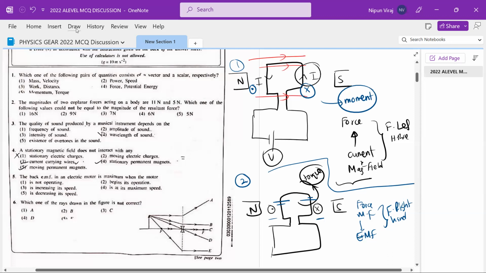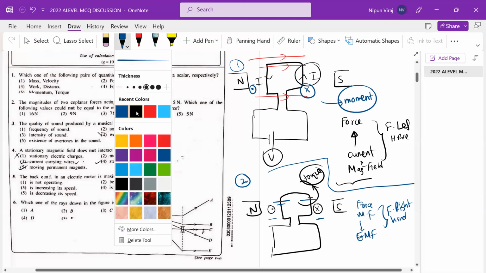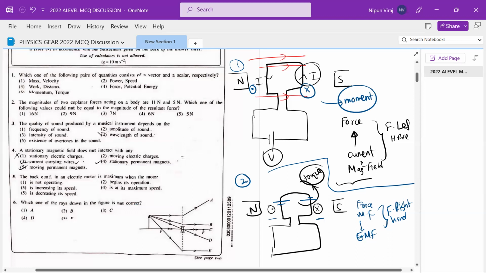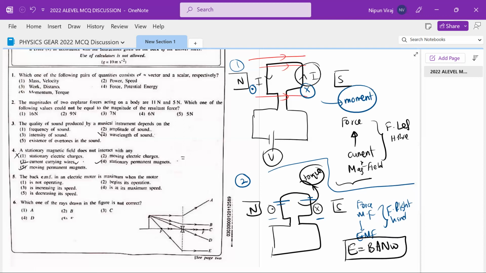And this EMF can be calculated using this equation. See the theory part. You can use E = BANω to calculate the EMF produced. B is the magnetic flux density. A is the cross-sectional area of the coil. N is the number of turns of the coil. Omega is the angular velocity of this rotation. All right. So these two things we discussed separately.